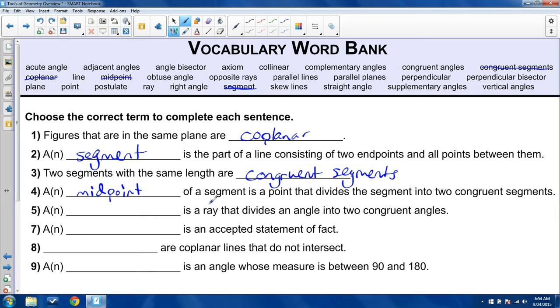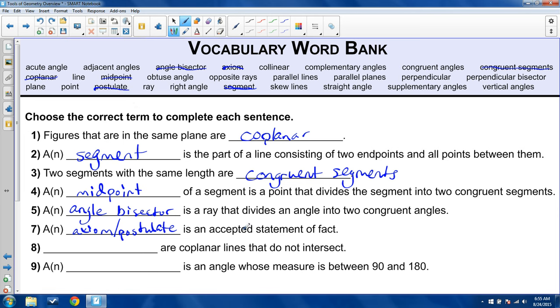Okay, a blank is a ray that divides an angle into 2 congruent angles. So this one's actually a ray. This one is a bisector of angular proportions. An angle bisector. Okay, a blank is an accepted statement of fact. That would either be an axiom or a postulate. Either word works. In fact, I don't actually know the difference between the 2 words. I think they're literally just synonyms, and there's nothing else you can really say about them.